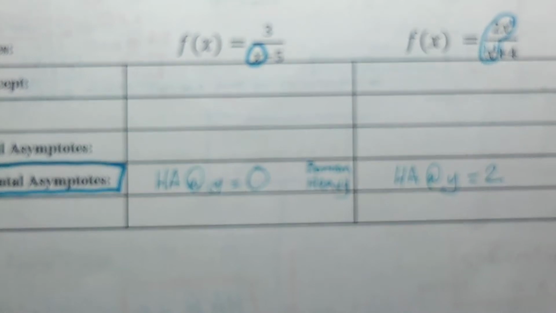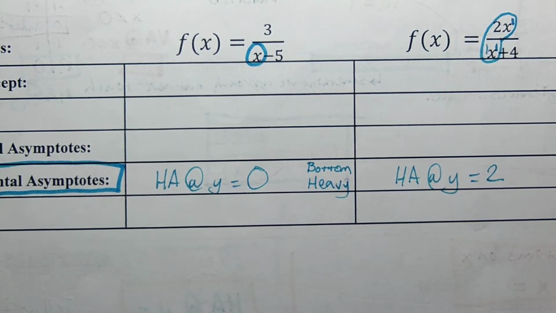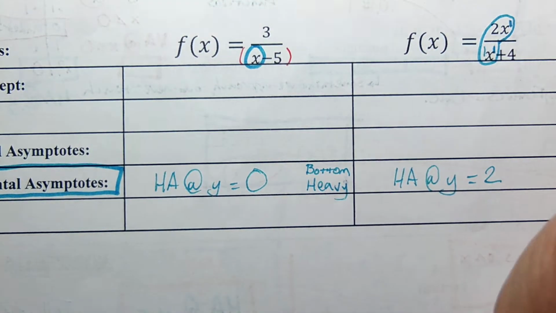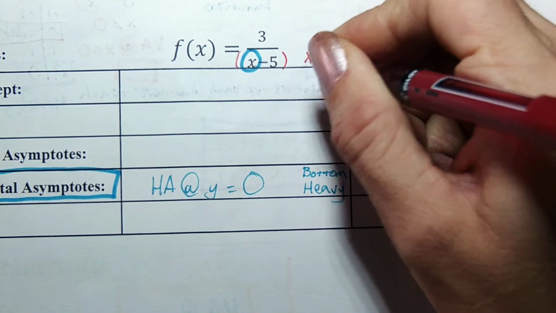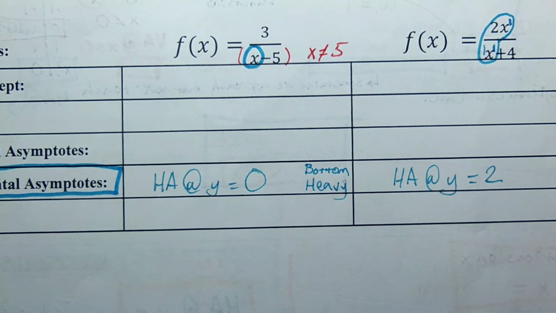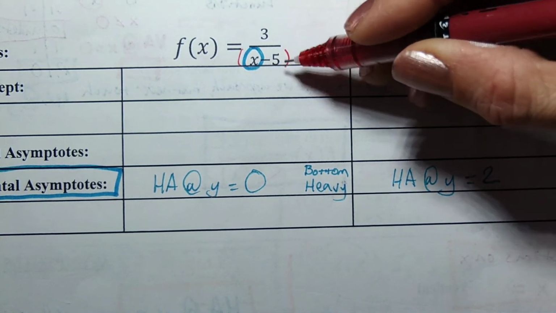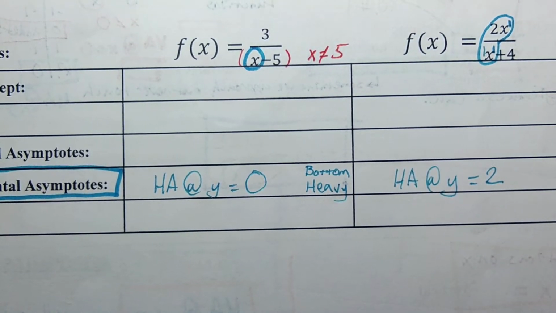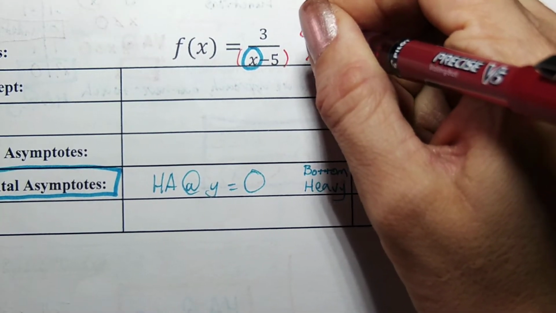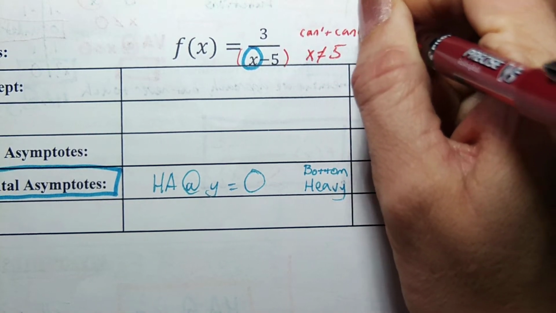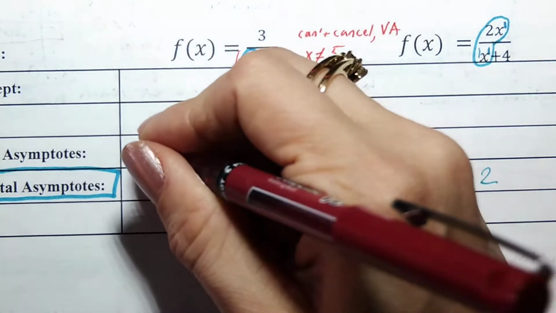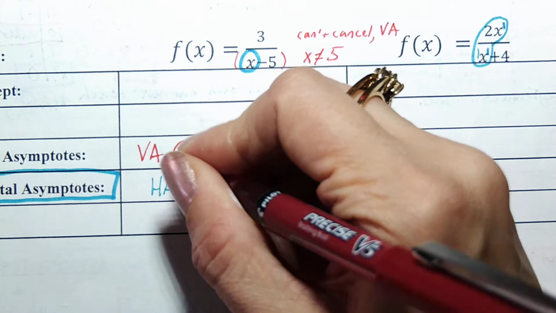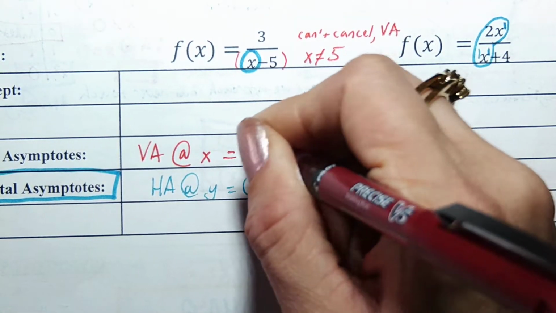So looking at this first one, do we have any restrictions on x? What's the one thing that x can't be that would make this fraction undefined? 5. It can't be 5. Now, as I'm looking at this, can my factor that gives me 5 cancel? Nope. So it can't cancel, so it's a vertical asymptote instead of a hole at that value. So we would have a vertical asymptote at x equals 5.